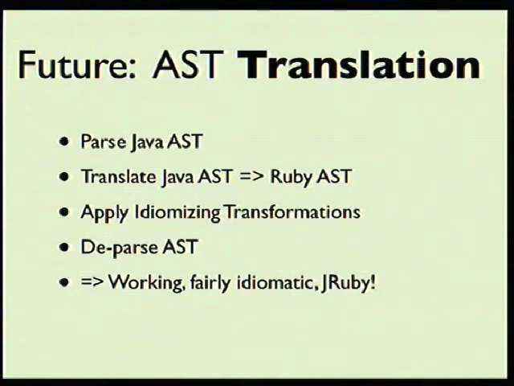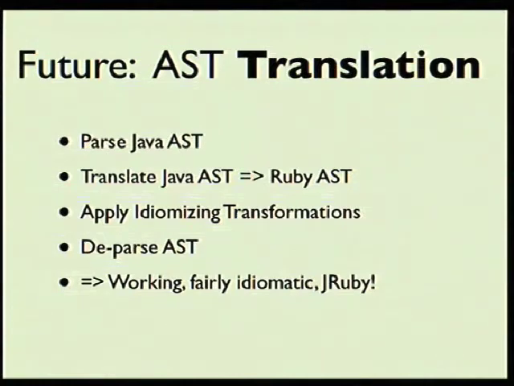And then from there, you could do some transformations to look for cases where you can make it a little more idiomatic. Like in Java, you tend to use temporary variables and use loops to do a lot of things. And in Ruby, we have a one-line form like .map or .inject. So you could apply those transformations to kind of refactor it on the fly, and finally deparse that out into Ruby. And it would, in theory, be fairly working JRuby.